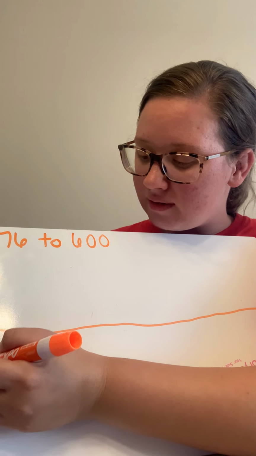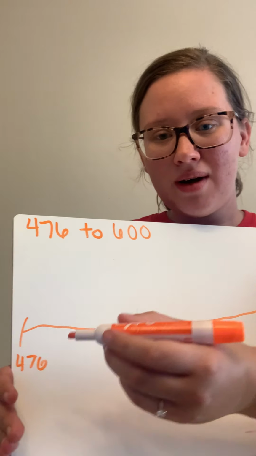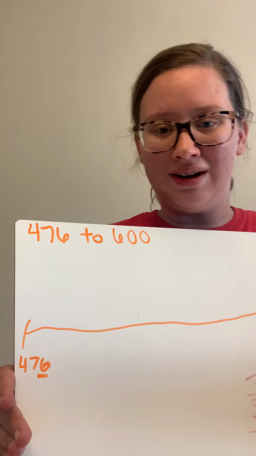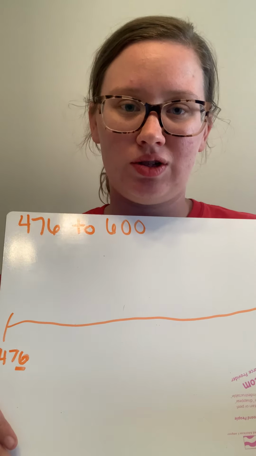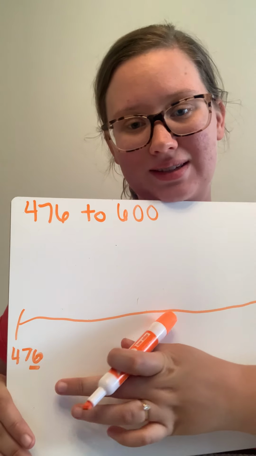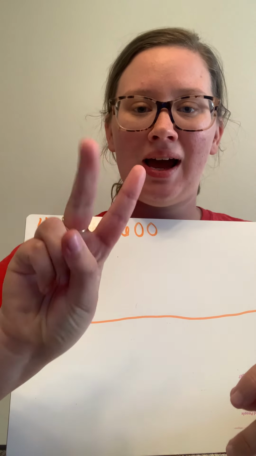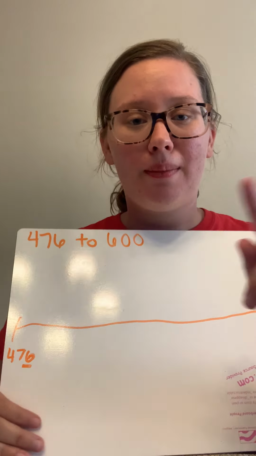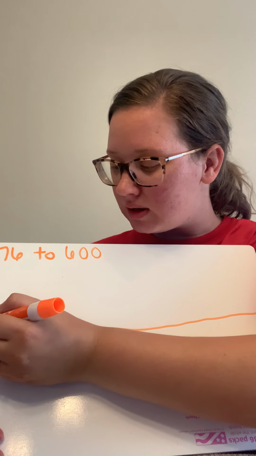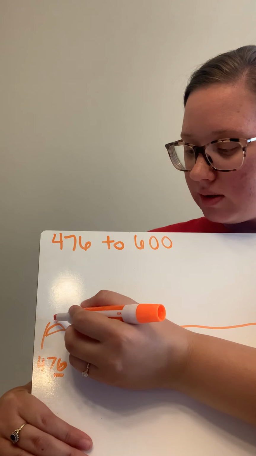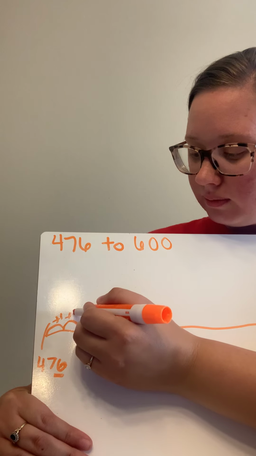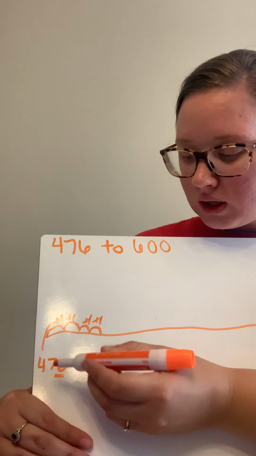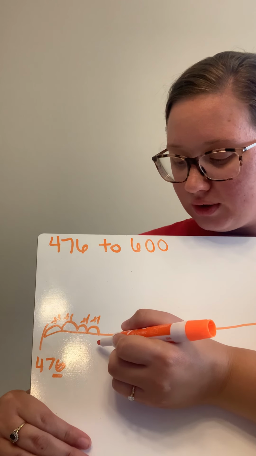So 476. I want to get my ones place to go up to the nearest 10. So how many ones do I need to add to get this 6 to a 10? 6, 7, 8, 9, 10. So I need to add on plus 1 4 times. So here's my one hop, plus 1, plus 1, plus 1, and plus 1. So that brings me up to 480.